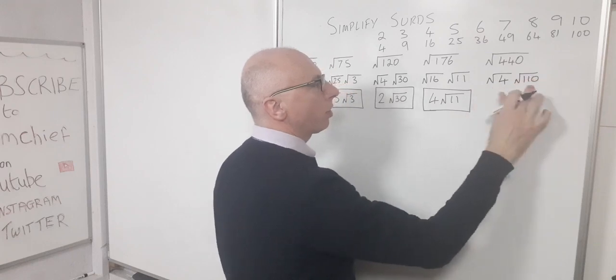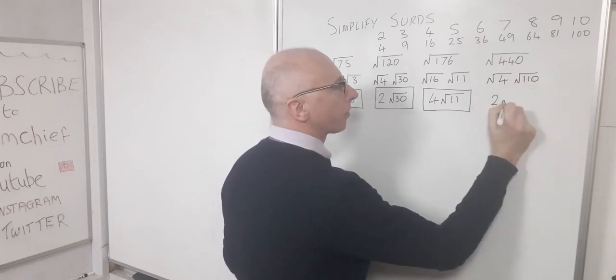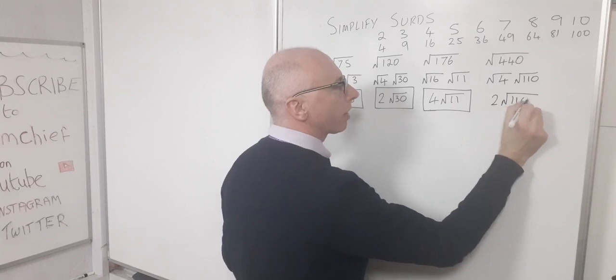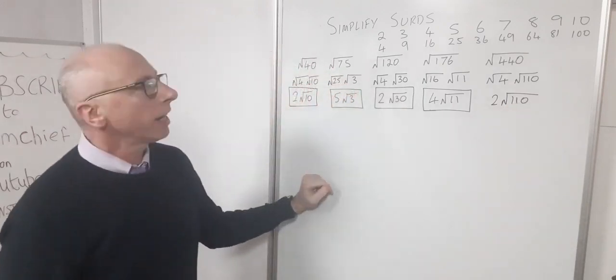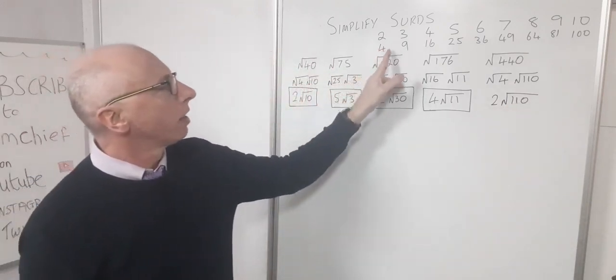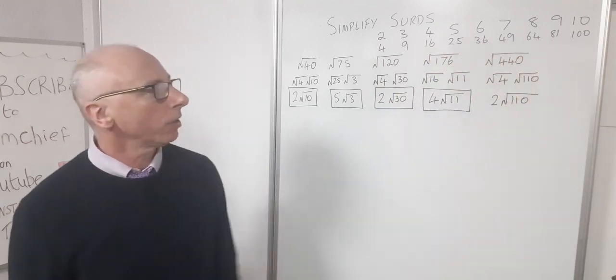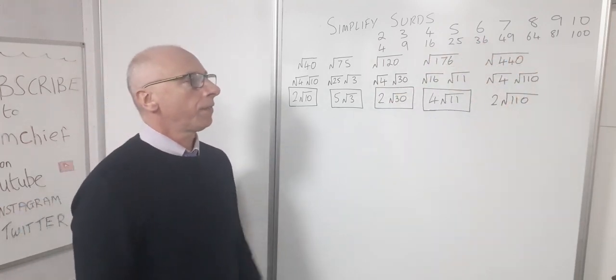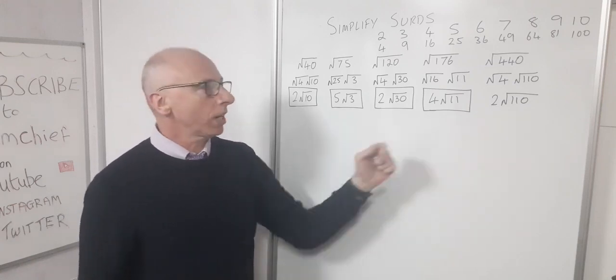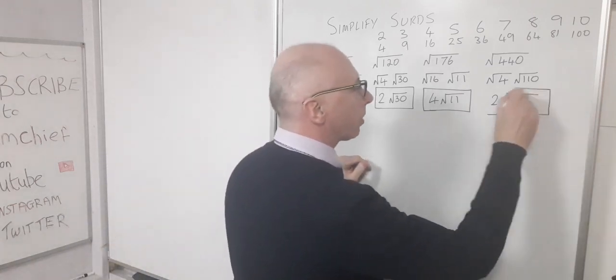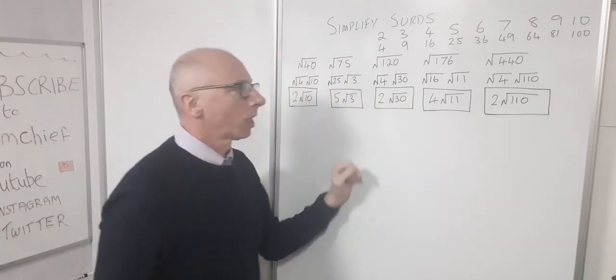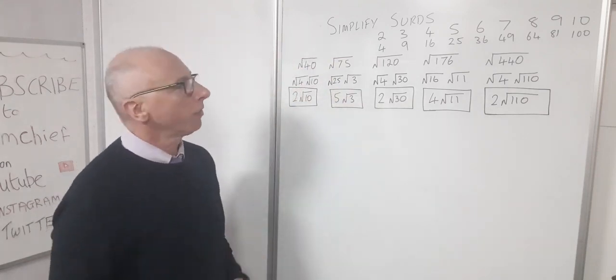So then I've got 2 times square root of 110. None of the numbers here are going to be any use to divide 110 by. So therefore the square root of 110 is irrational. So that becomes my final answer. Okay, that's how we simplify those surds.